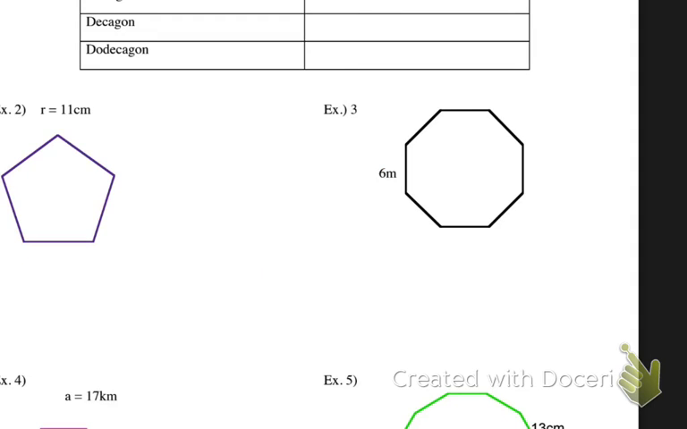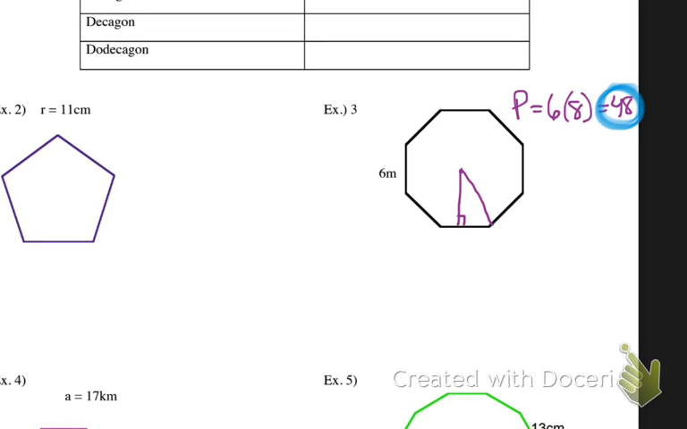The next example that I'm going to do is number 3 on the back. As you can see, we are given a side again. It's 6. So our first step is to draw in the radius and apothem to get the right triangle. We can get perimeter right away if you want to. Each side is 6, and there are 8 sides. So the perimeter is 48.